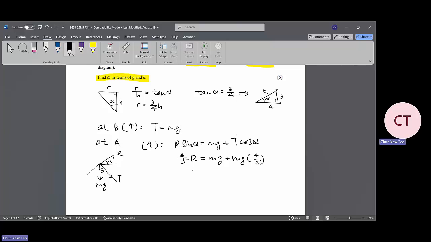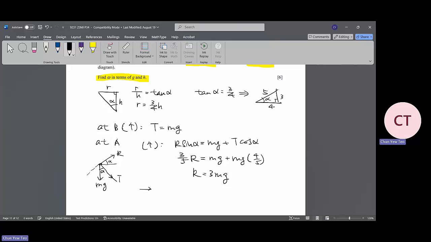So from here, you can join together. This one joined together will be 9/5. So times 5/3. So R is equal to 3 mg. Okay, I just leave it like this. R equal to 3 mg.